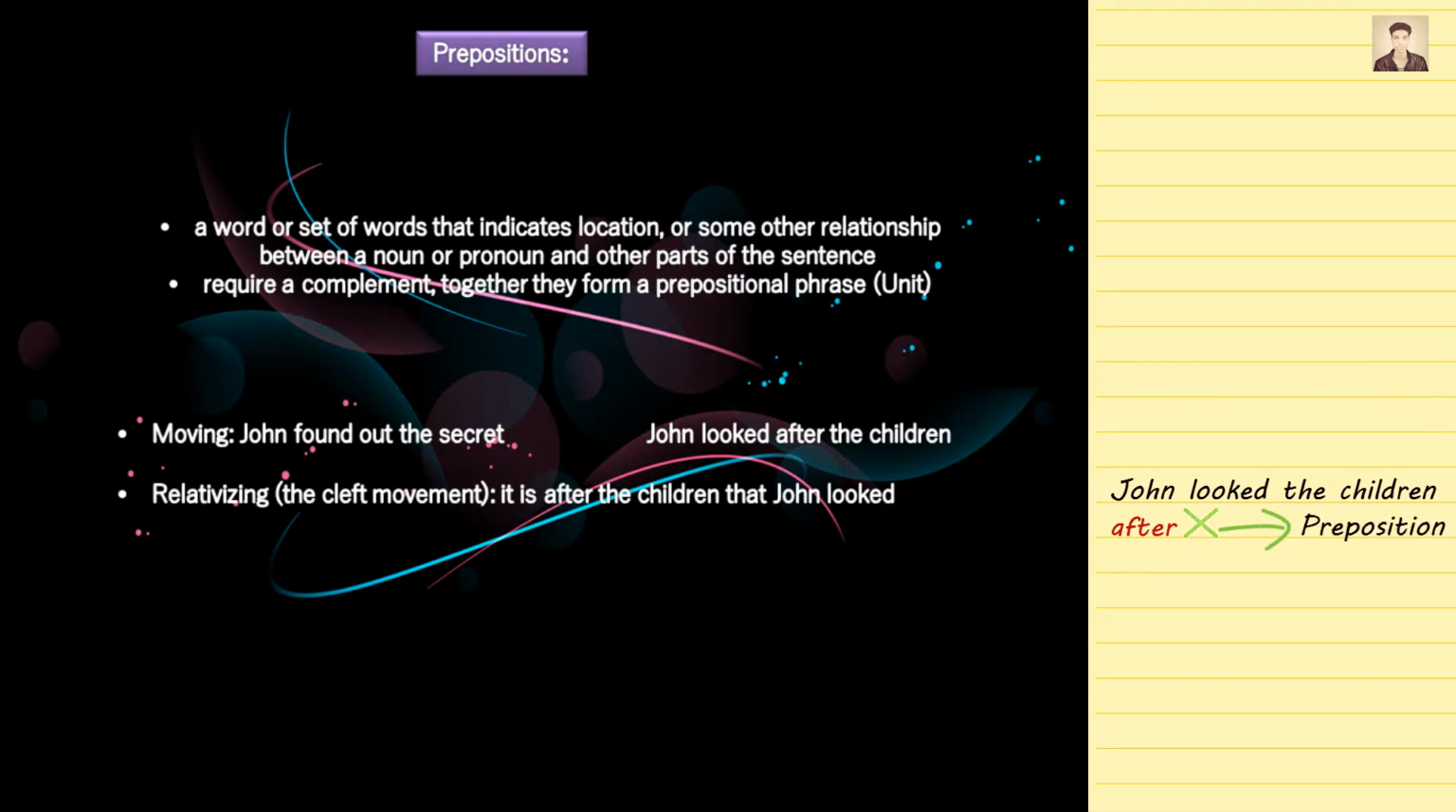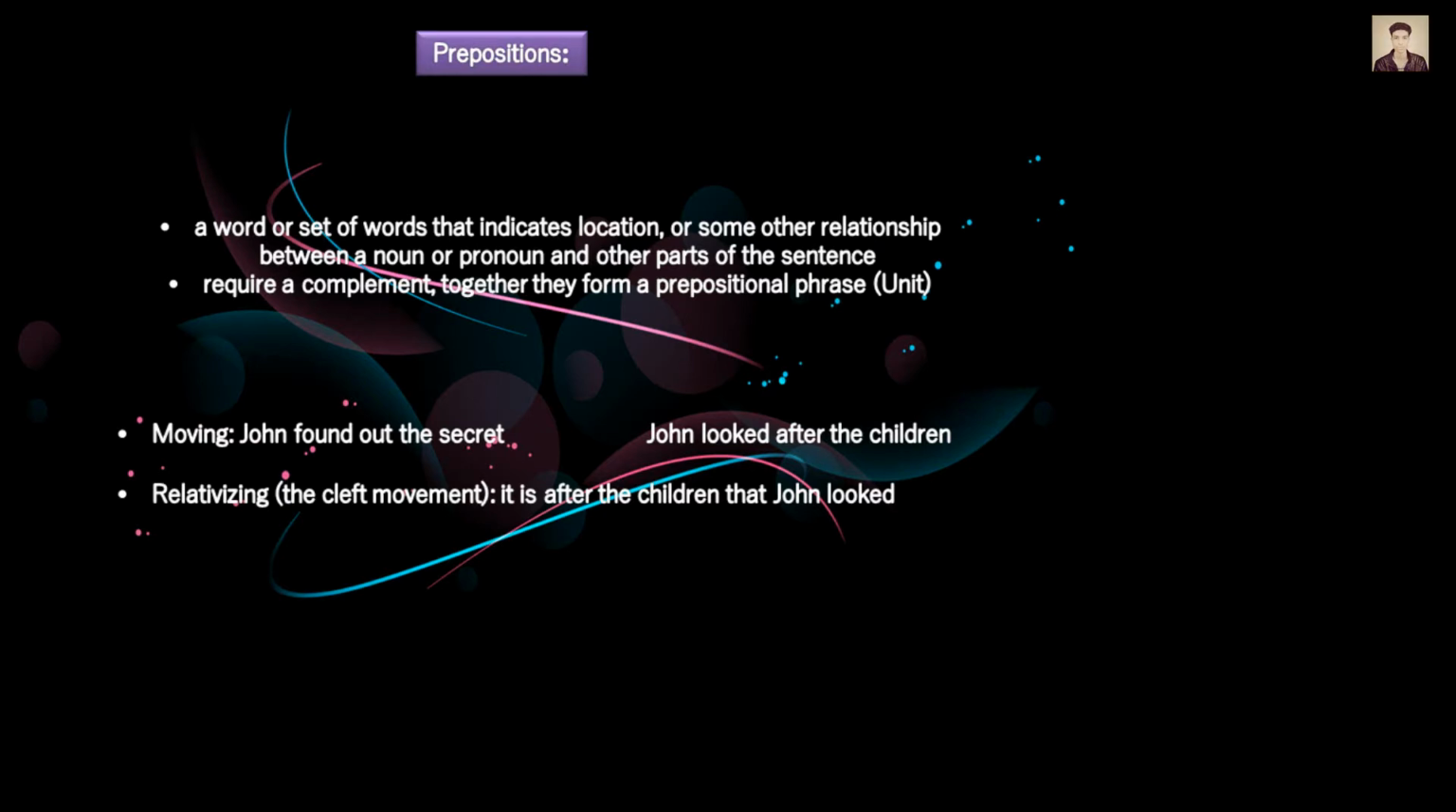The second test is the relativizing test or the cleft movement. So John found out the secret. So John looked after the children. We say it is after the children that John looked. This is possible in English. Well, this is an indication that after is a preposition. As for John found out the secret, we can't say it is out the secret that John found. This is impossible in English, and this is an indication that out is not a preposition.